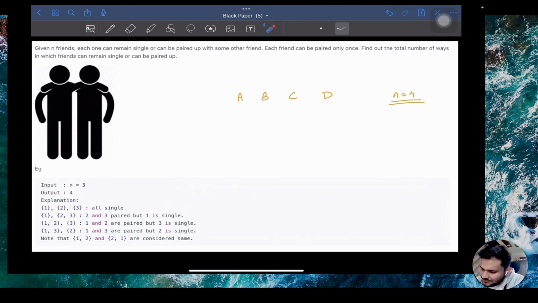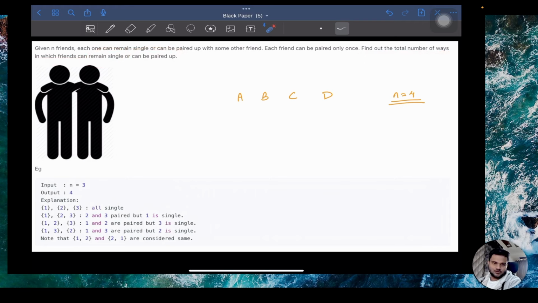Now what you can do, each one can remain single. Everyone has a choice that maybe they can remain single or they can be paired up with someone other, right? Each friend can be paired only once. So once you have made a pair, for example, if BC has been paired up, they can't be paired up with something else. Okay. Find out the total number of ways in which friends can remain single or can be paired up.